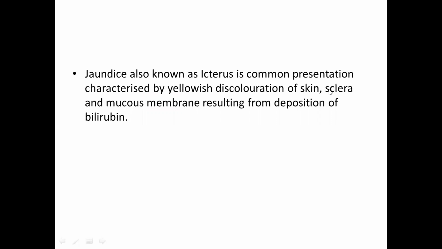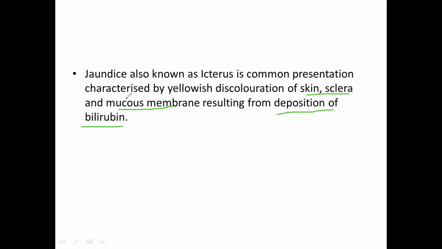So first of all, we will see what is meant by jaundice. Jaundice is also known as icterus, and it is a common presentation characterized by yellowish discoloration of skin, sclera, and mucous membrane, which results from the deposition of bilirubin. First, you should know that jaundice is not a disease in itself, but it is a presentation, or you can say it is a sign of some other disease. And why does it occur? It occurs because of deposition of bilirubin.